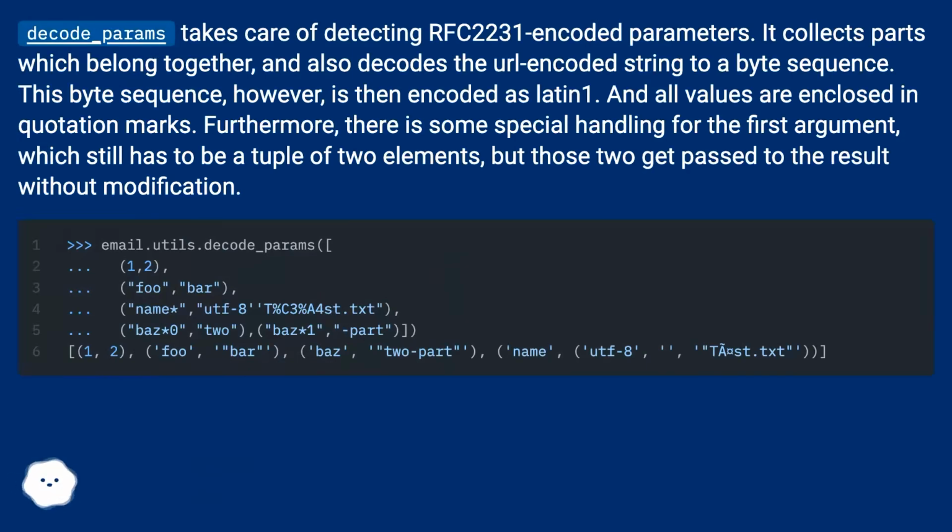decode_params takes care of detecting RFC 2231 encoded parameters. It collects parts which belong together, and also decodes the URL encoded string to a byte sequence. This byte sequence, however, is then encoded as Latin 1. And all values are enclosed in quotation marks. Furthermore, there is some special handling for the first argument, which still has to be a tuple of two elements, but those two get passed to the result without modification.